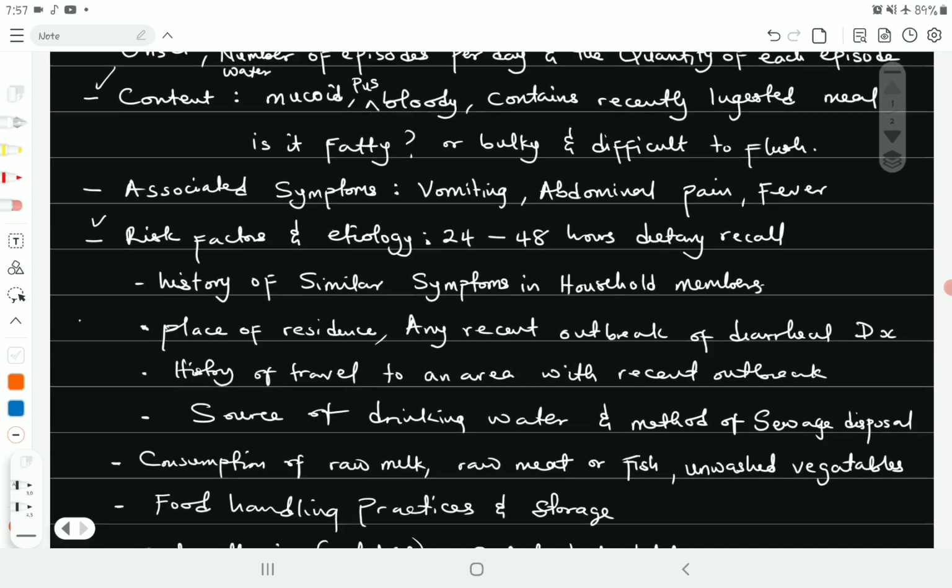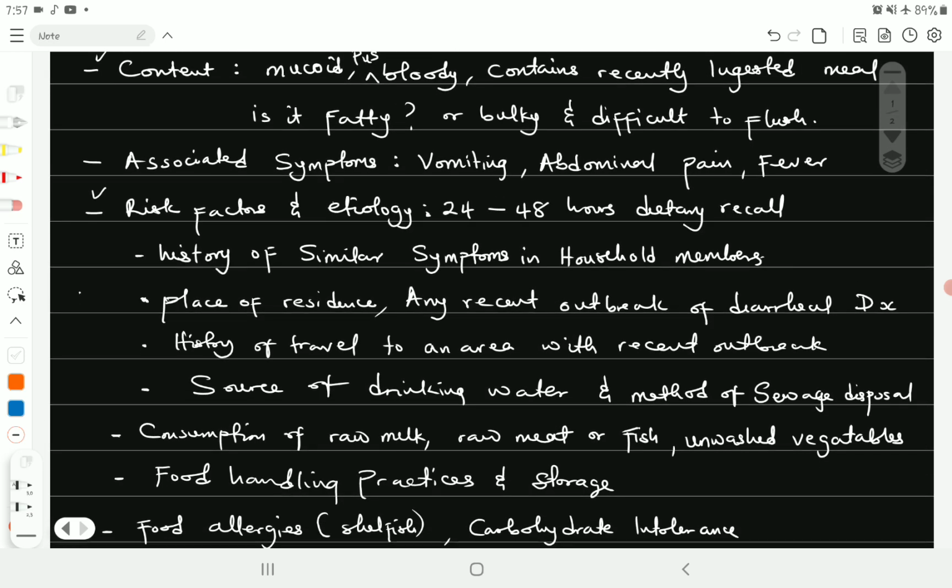So 24 to 48 hours dietary recall, you need to ask: what did this patient eat in the past 24 hours, in the past 48 hours, because of the incubation period of whatever organism the patient might have ingested. Are you getting me? So you need to ask. And if this patient bought the food from roadside vendors or people who have poor hygiene, do you understand what I'm saying?